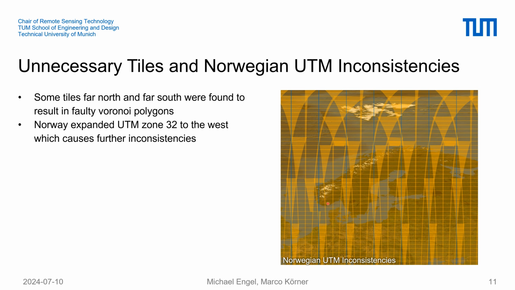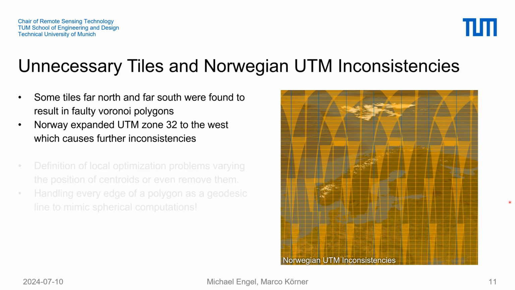Namely, Norway expanded the UTM zone 32 to the west, and that caused some non-alignments as you can see here. So here it shifted to the west, and you can see that even in the north it's still affected by that shift. And that causes the emerging grid not to be Voronoi consistent.